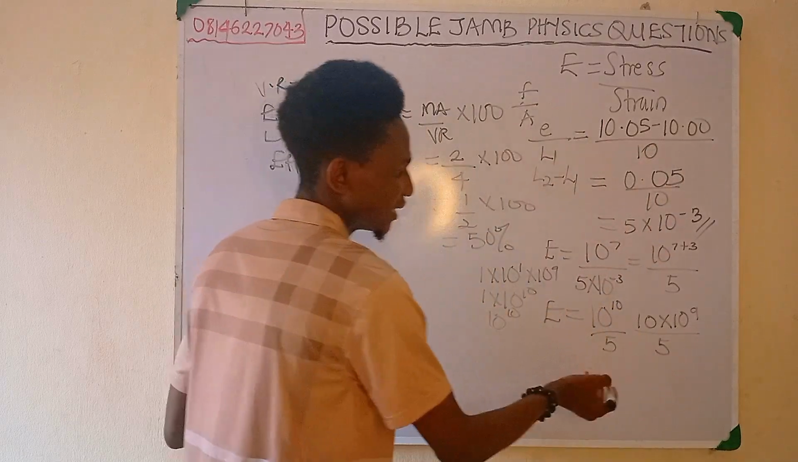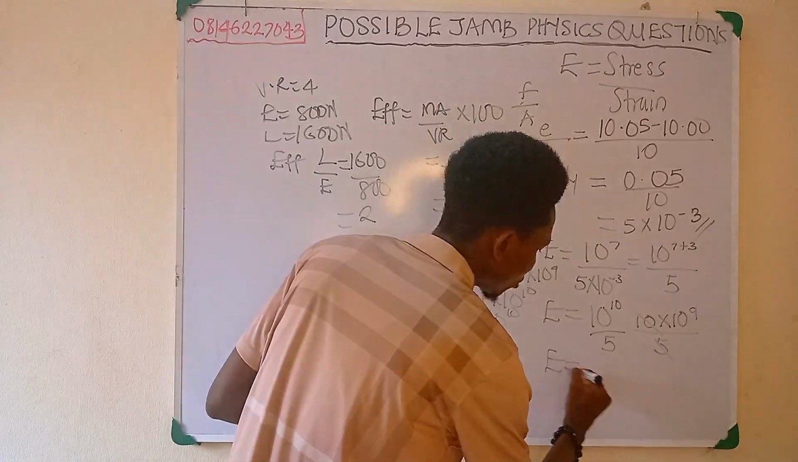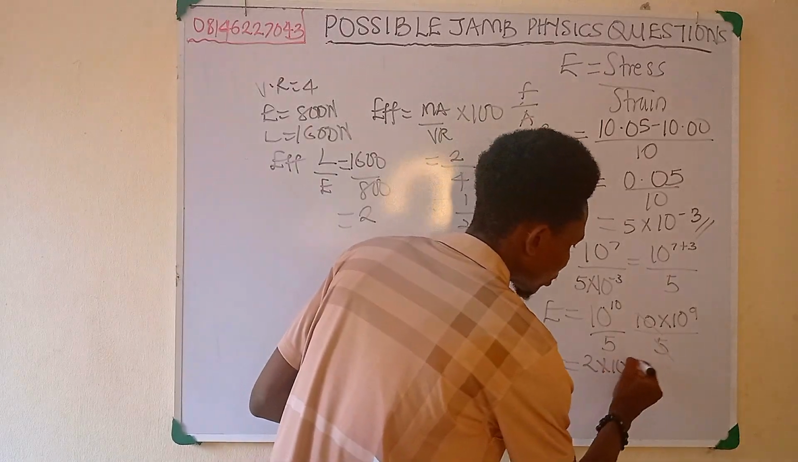I want to be able to divide it. That's why I brought it out like this. So 10 divided by 5 gives you 2. So you're going to get Young modulus equals 2 times 10 raised to the power 9.